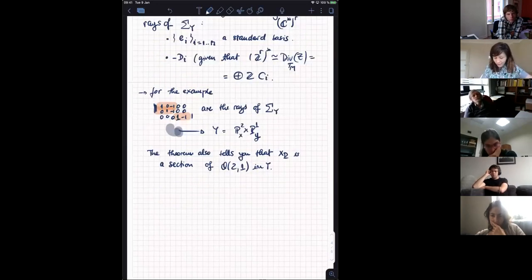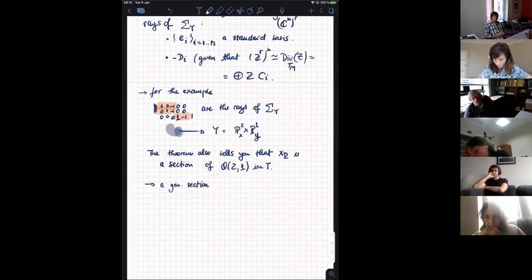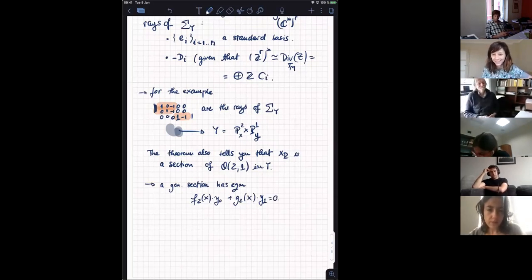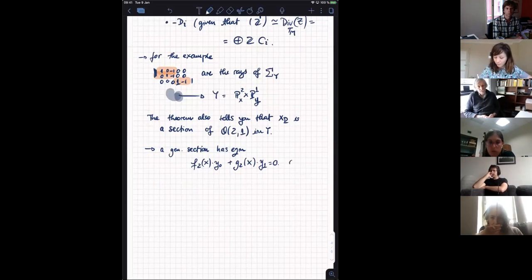Now our X will be obtained by just taking a general section in O(2,1). So a general section has equation, let's say, a polynomial of degree 2 in the x-variables times y0 plus a polynomial of degree 2 in the x-variables times y1 equals 0. Now the question is, who is this inside of P2 cross P1? Well, the variables x and y are completely independent. So this looks like a blow up of something. And it precisely looks like the blow up of the intersection of the equations F2 and G2 inside of P2.